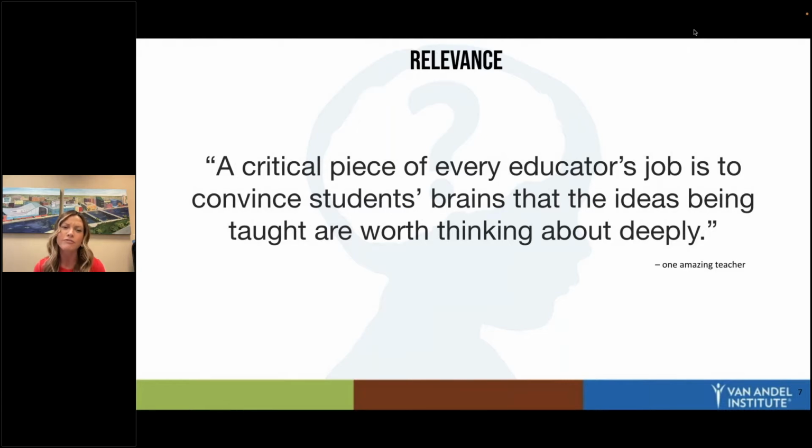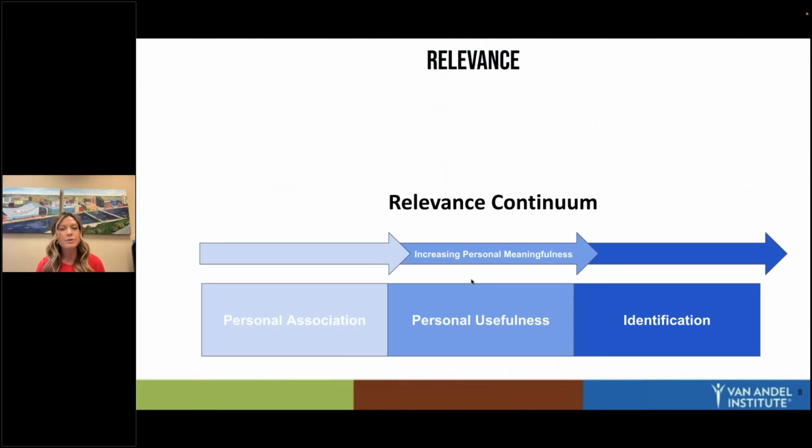And so I love framing up this topic of relevance in that way, because we do have to do some heavy convincing oftentimes to get our students to understand why this information is important. And so with that thinking, I like to put this relevance on a continuum. There's three. On the lower end of relevancy, we have personal association.